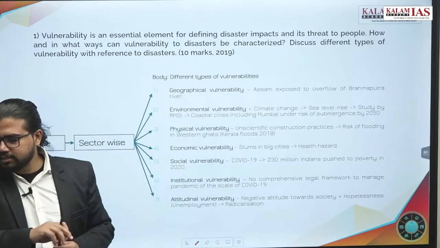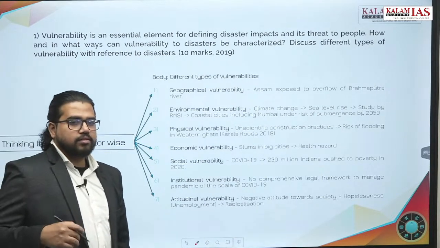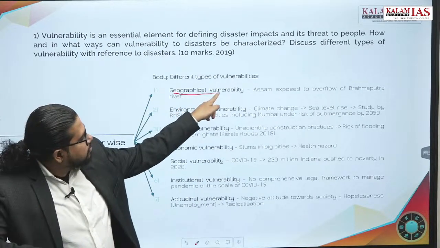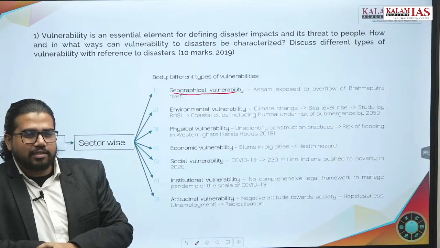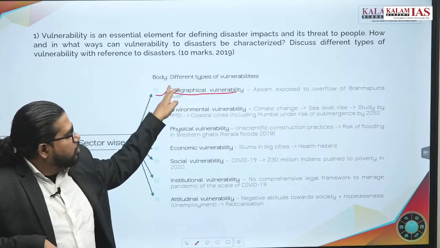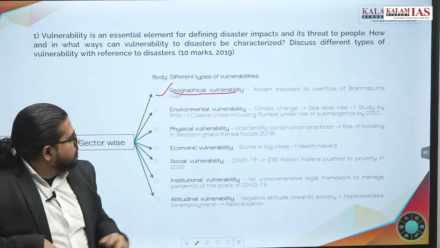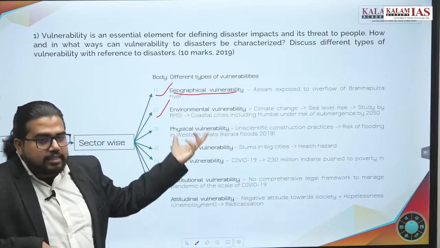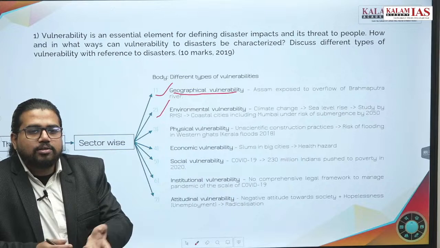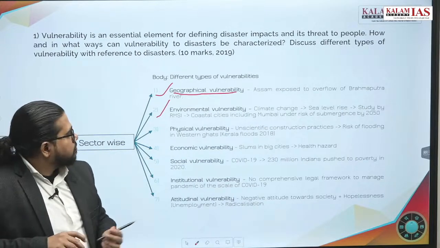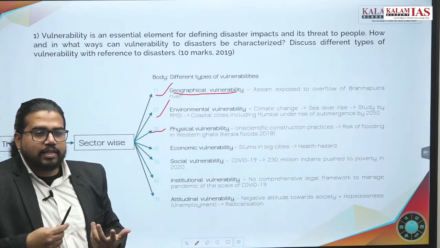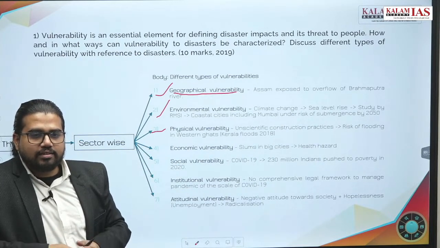What are the different aspects? Geographical vulnerability, as what we discussed right now. Ring of Fire. It will add to geographical vulnerability in that area. Environmental: climate change is happening, sea level is increasing. All these coastal cities, Mumbai, Chennai, are under risk of submergence. Physical vulnerability: infrastructure, wrong methods of construction, unscientific management of earth.